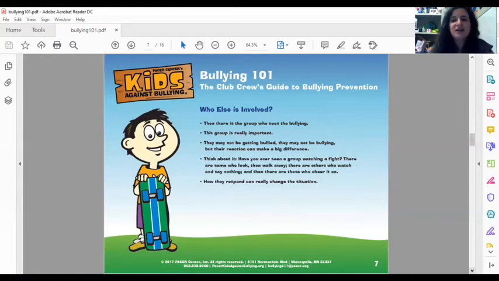Have you ever seen a fight and maybe a group will start to form around it? And so those people that form around it do different things, right? There are those who watch and say nothing. There are those who walk away. And then there are those that cheer it on. Of course, we also have those that get in the middle of it too. But that's a whole different thing.